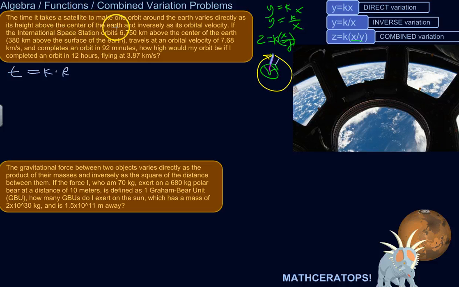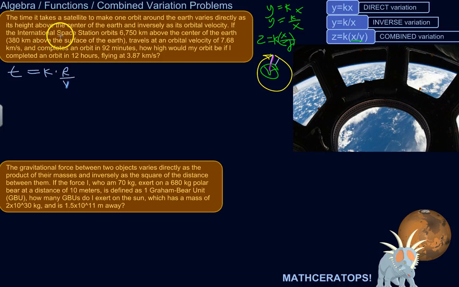I have no idea if this is way too small to see, but hopefully this will be clear in a sec. Okay, so the time it takes a satellite to make one orbit around the Earth varies directly as its height above the center of the Earth, which we're going to call r, which stands for the radius, and inversely as its orbital velocity. So let's just call that v. Okay, so this is our basic relationship. We're going to have to fill in the holes here. Time equals some constant times the radius over the velocity.